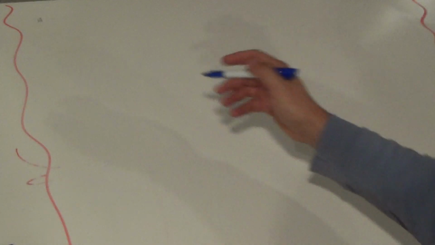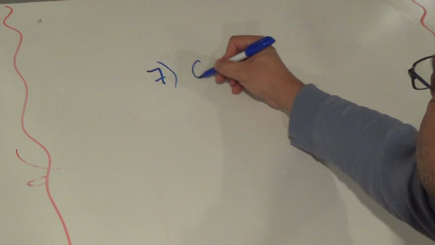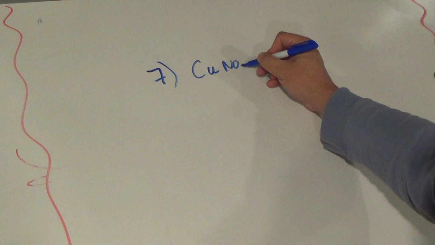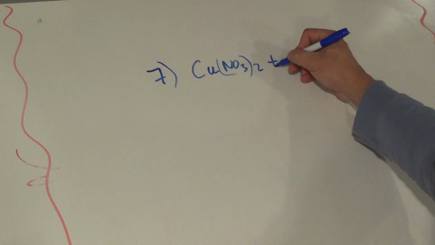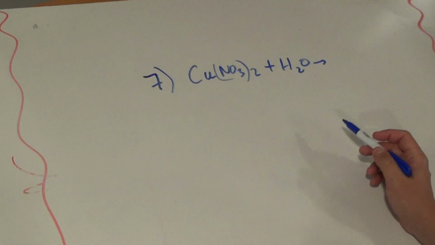Okay, I don't know how much time I can do with these videos because I don't know how much we can, you know. Let's see, copper 2 nitrate, 7. Copper 2 nitrate, Cu(NO3)2. What else we got? 7 plus water yields. Okay, so look here.